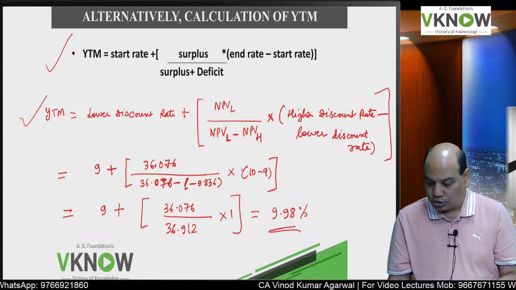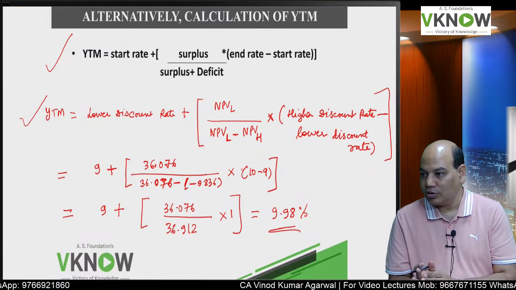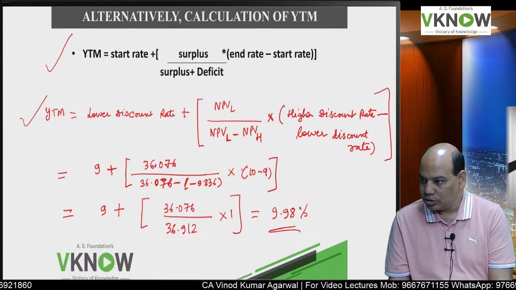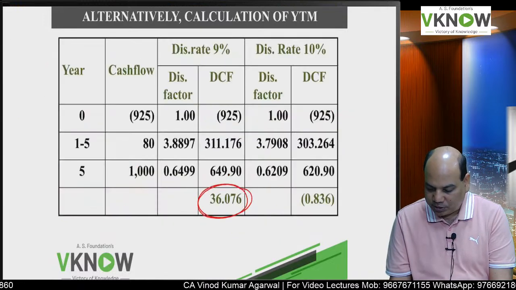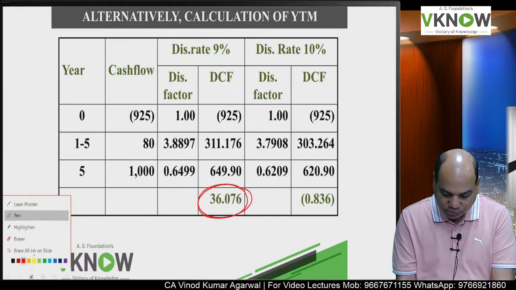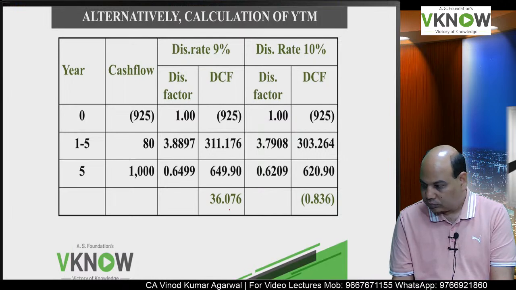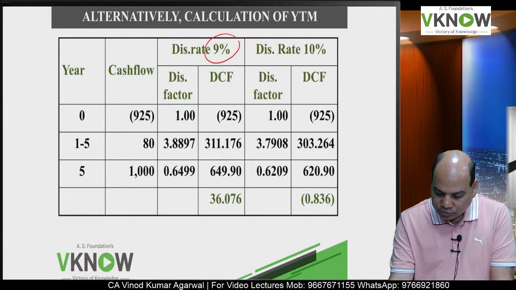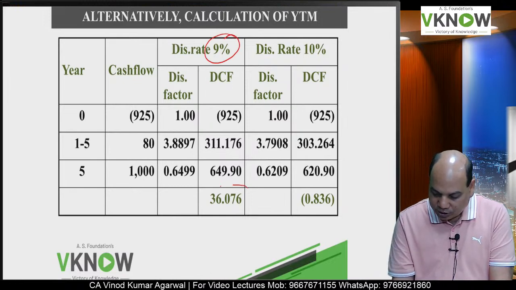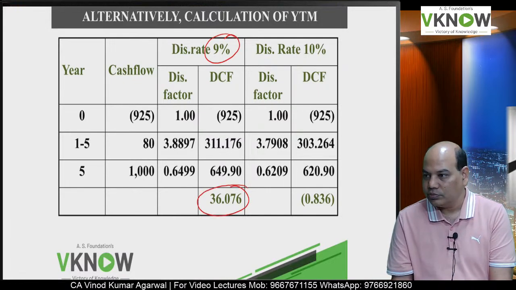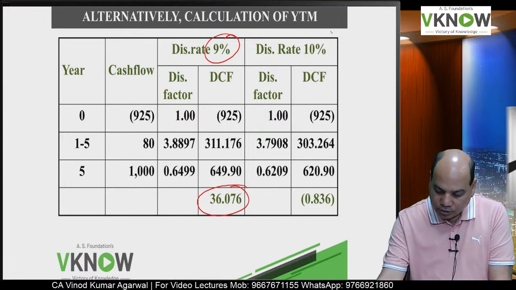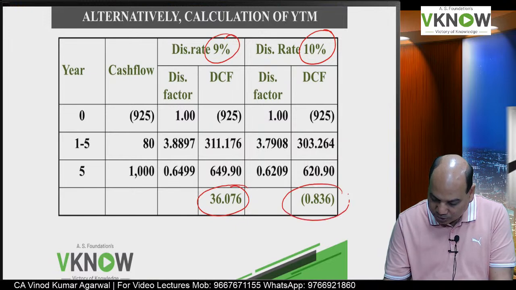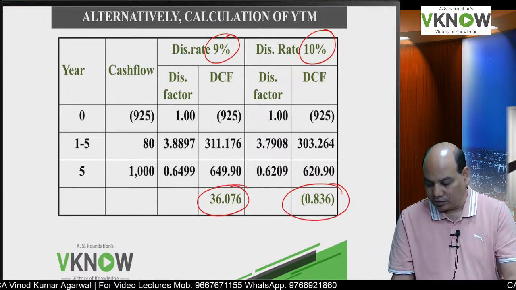So what is the logic of this formula? I hope you are taught in your intermediate syllabus. Yes or no? Not taught. I'll just explain briefly because today's topic is not IRR. So see the logic of this formula. When the discount rate is 9%, NPV is 36.076. When the discount rate is 10%, NPV is minus 0.836.